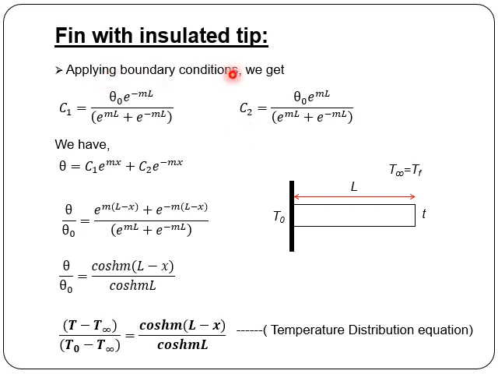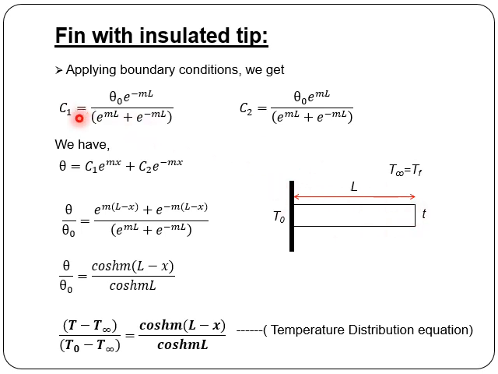So we have boundary conditions for the fin with insulated tip. One boundary condition is at x equal to 0, T is equal to T0. So T0 minus T infinity, that is delta T, is equal to θ0. So this is the first condition. And the second condition is at x equal to L, since this tip is insulated, dθ/dx is 0, as conduction and convection both are 0 across the boundary.